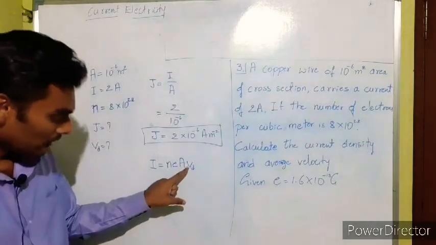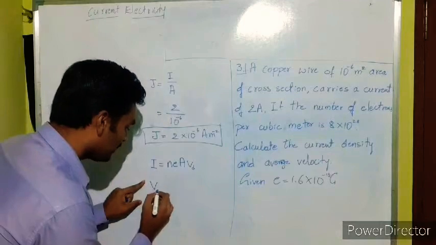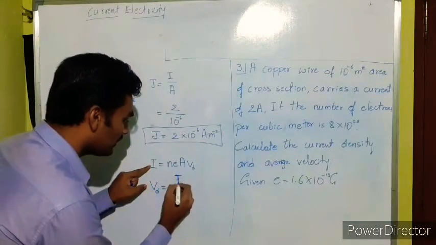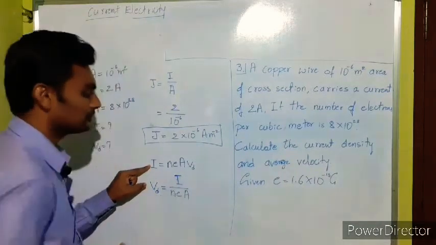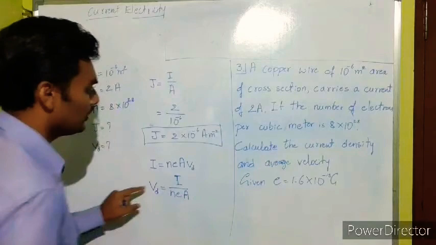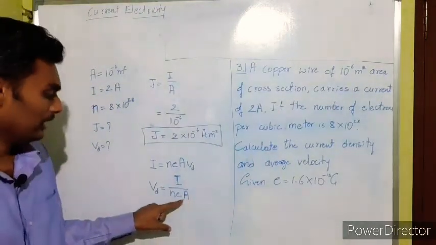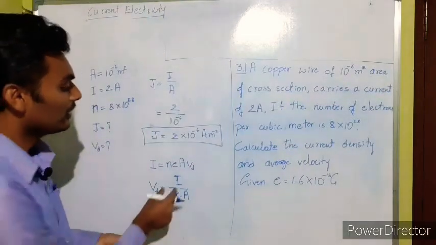What we actually need is Vd, right? So from this expression, Vd becomes equal to I by NeA. Do we have the value of I? Yes, we have. Value of A? Yes, we have. N? Yes, we have. E? Yes, we have.